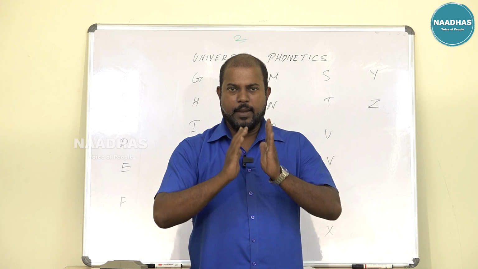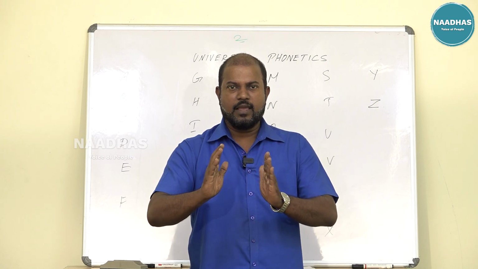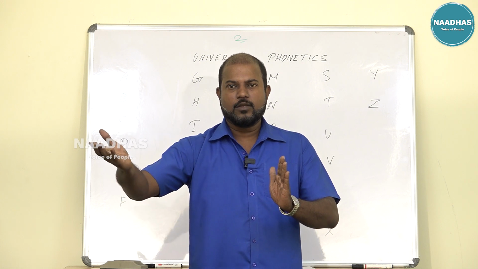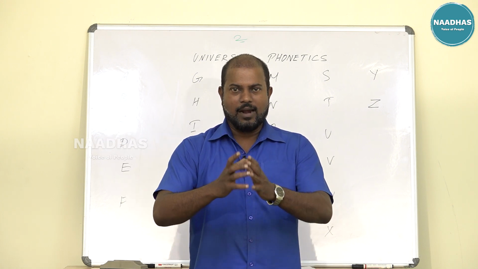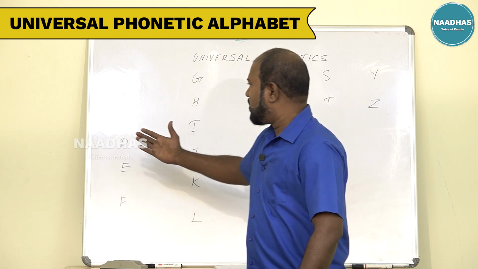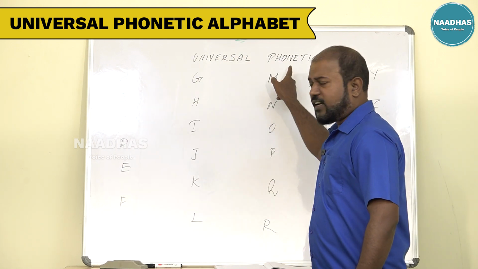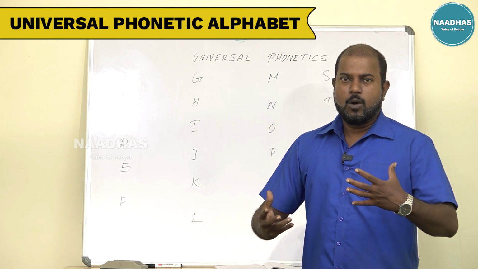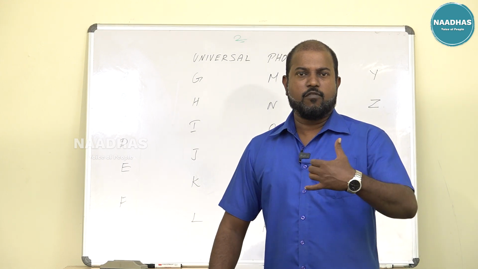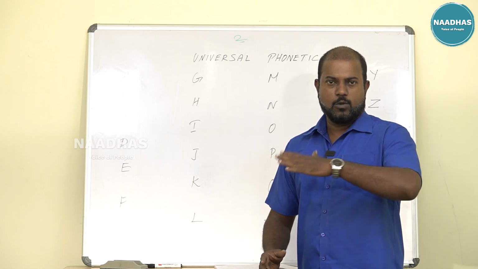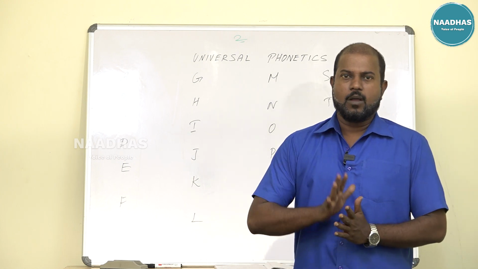Because the B, the D, the V, everything sounds similar, with the vowel E. So to make it clearer and crisper, we are using this phonetics. Fine. So universal phonetics is quite common, and it is applicable for everyone around the world, to avoid all those confusions. Is that clear? Okay.